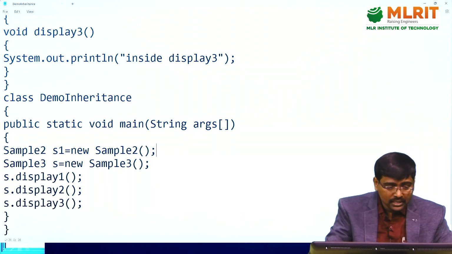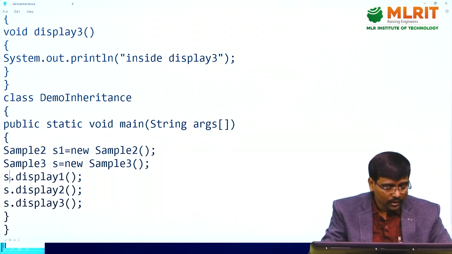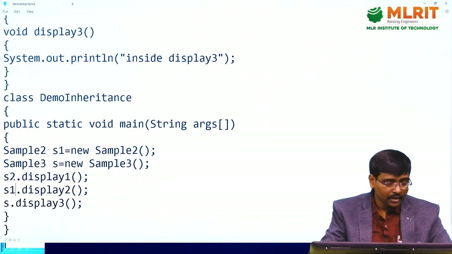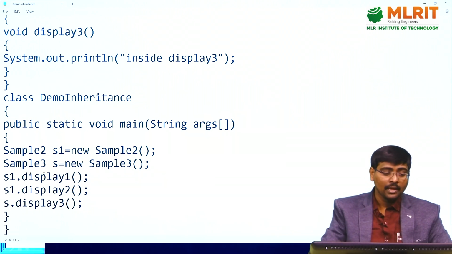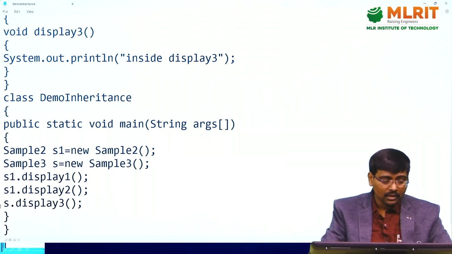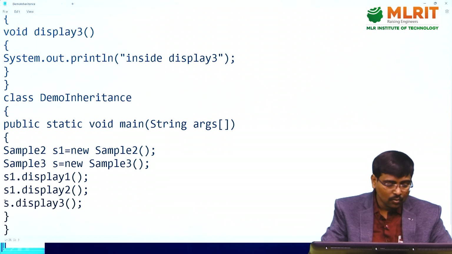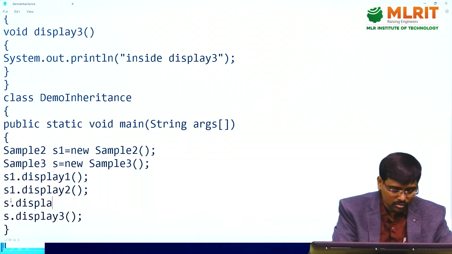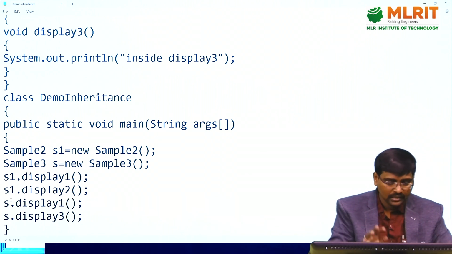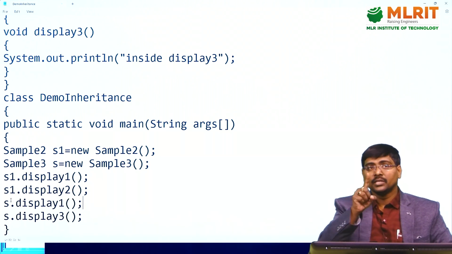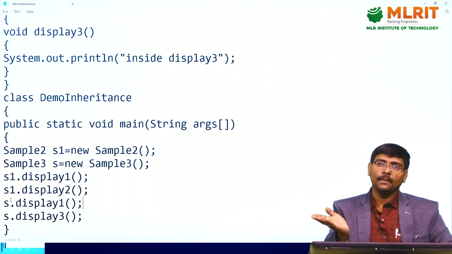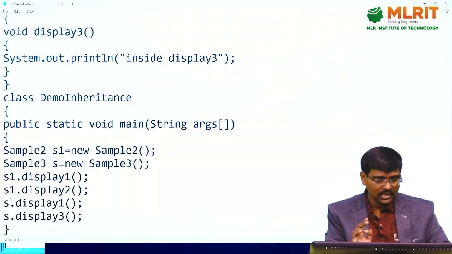By using sample2, you can access its parent method and its own method. By using sample3, we can access its own method along with its parent method also. Clear? So by using sample2, it is not possible to access sample3, and by using sample3, it is not possible to access sample2.